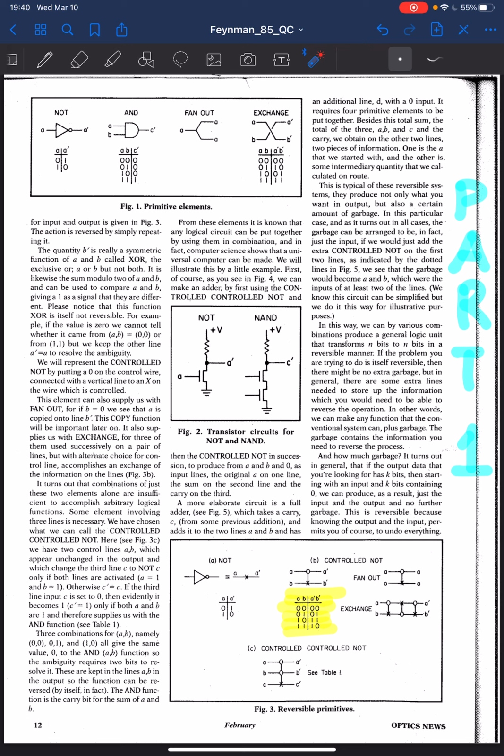So what happens to controlled NOT? Let me just again re-emphasize. If A and B are 0 0, it's the same. 0 1, it's the same. If A is high, if A is equal to 1, then B is reversed. So 1 0 becomes 1 1, and 1 1 becomes 1 0. So this is what I wanted to discuss in part 1 of this video.